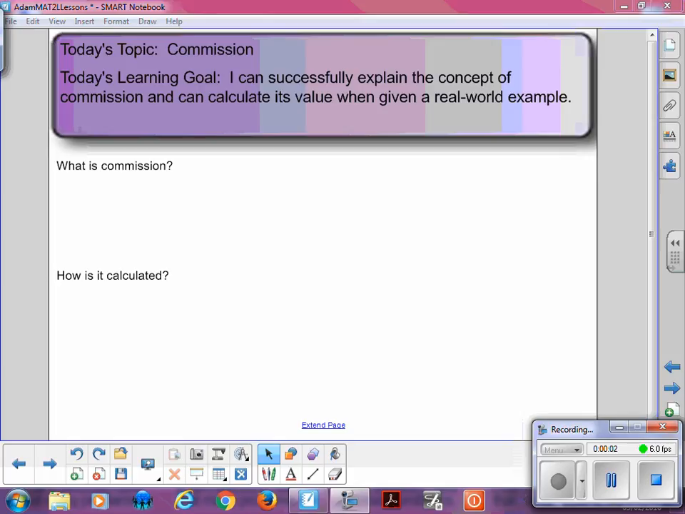All right, on to commission. So today's lesson is on commission. I can successfully explain the concept of commission and can calculate it in a real world example. Commission is something that is actually quite relevant for you in the future because there are lots of jobs out there that use commission.